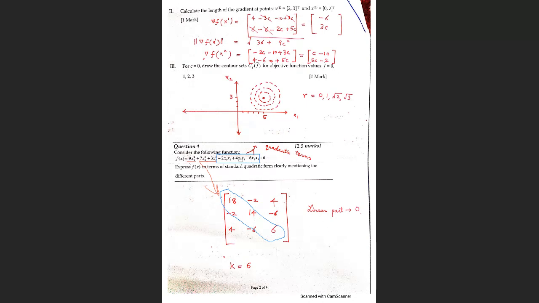And then x1 x3, so we'll write 4 and 4 here, and minus 6 x2 x3, that means we'll put minus 6 here and here. And the constant, we can just write it separately, which is 6. But since there is no term, not a single term with only x1 or only x2 or only x3, we can declare safely that the linear part is 0. There is no linear part at all in this question.